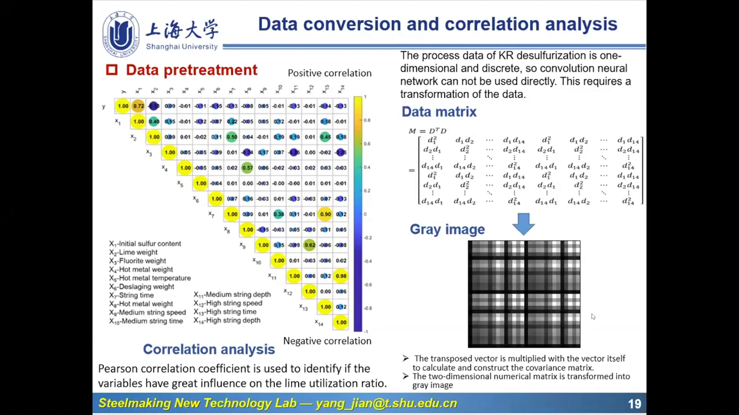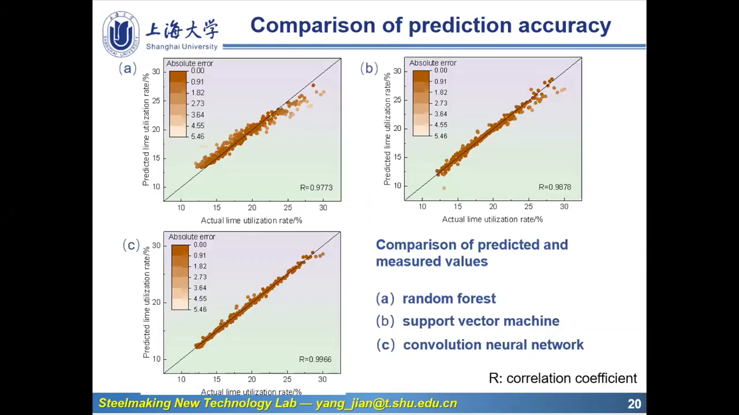And here is a comparison of the prediction accuracy for the three models. And you can see, from the R, the correlation coefficient, the third one, the convolution neural network, has the best accuracy for the prediction.